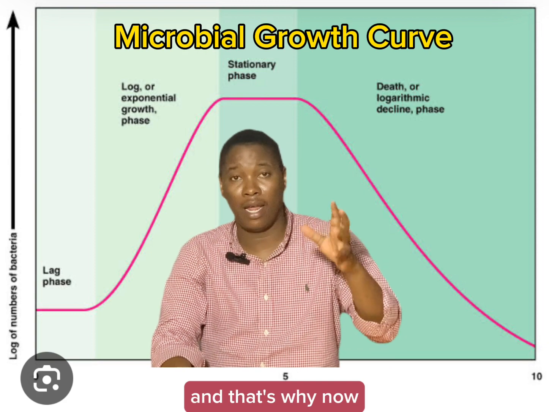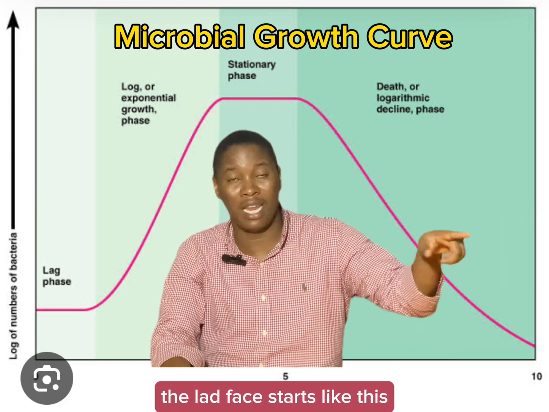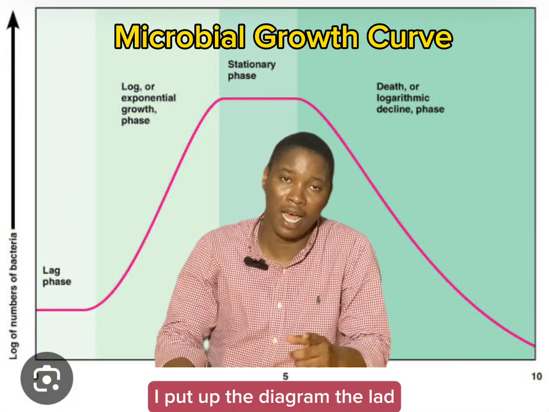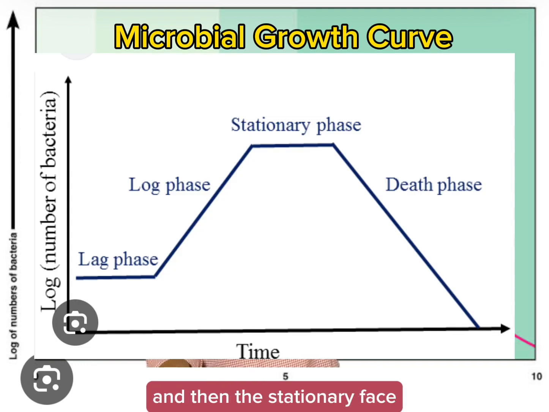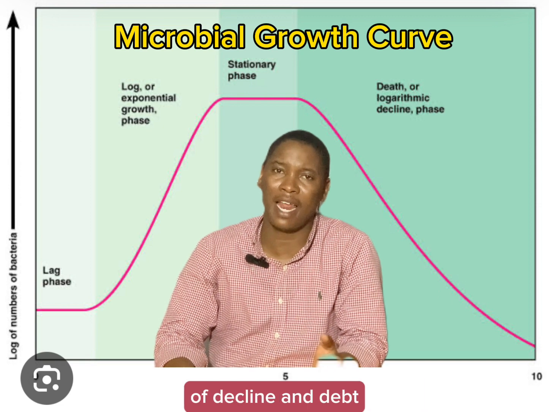Like I said before, the lag phase starts like this. I'll put up the diagram. The lag phase first, then the log or exponential phase, and then the stationary phase, and then the last phase is the phase of decline and death.